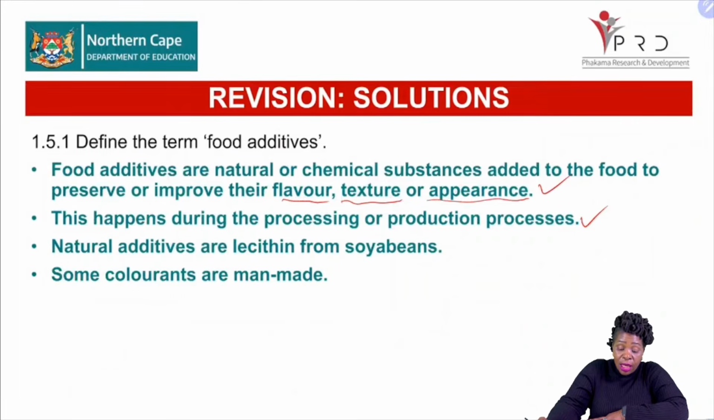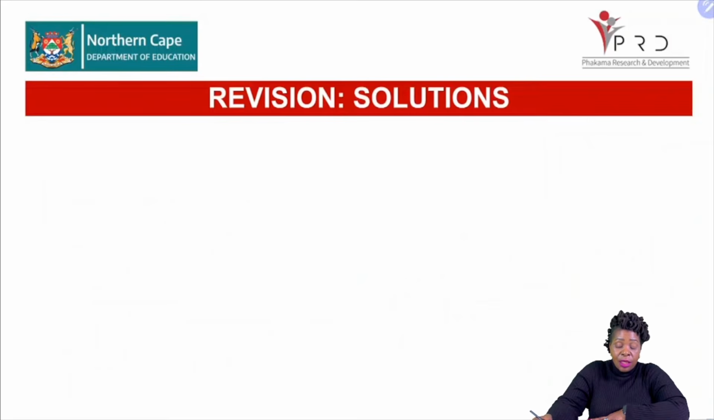Also, natural additives are lecithin from soya beans. That's one natural additive. And then some colorants are also man-made, right? So we can make our own food colorings at home. Things like carrots and beetroots, they are red. Beetroot is red in color. You can use it as a colorant at home. Right, let's move on to the next question.